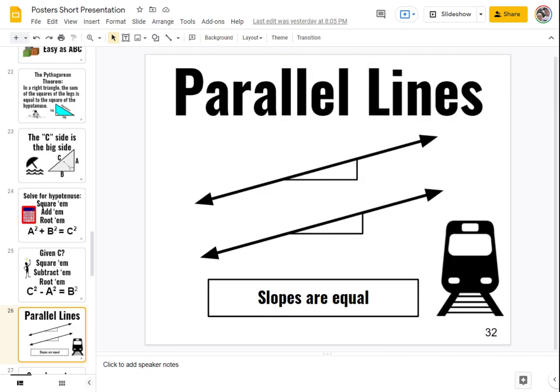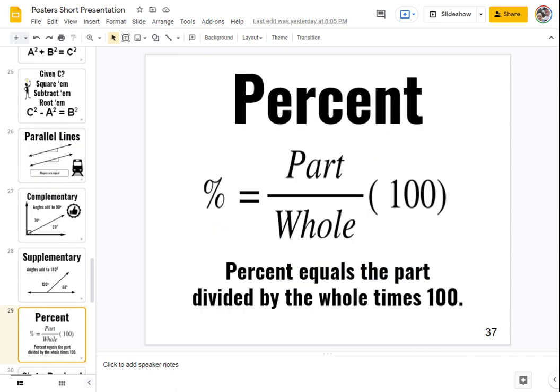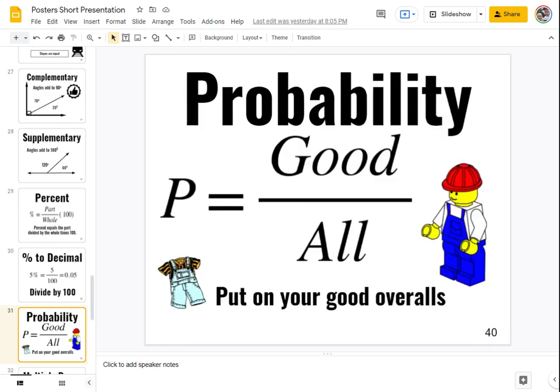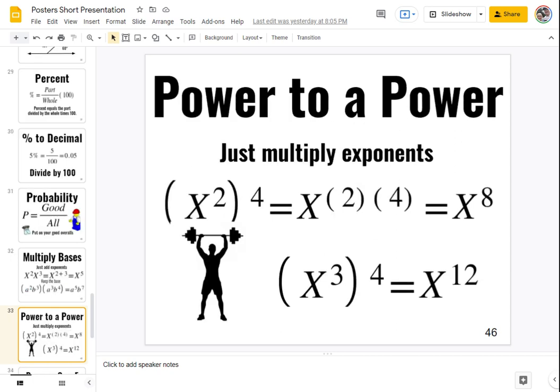It's pretty easy. There's a poster on parallel lines, poster on complementary angles, supplementary angles, percent, part divided by whole, times 100, percent to decimal, divide by 100. To work a probability problem, put on your good overalls. Good events over all the events is probability. To multiply bases, just add the exponents, keep the base. Power to power, just multiply exponents.